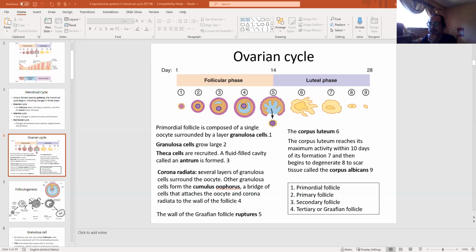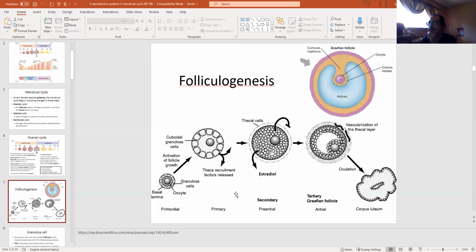So we can look into this figure and get an idea about this region. This portion is called the corona radiata, and this portion is called the cumulus oophorus. You need to know that all these are cells. These cells are the granulosa cells. And inside of it is the oocyte.